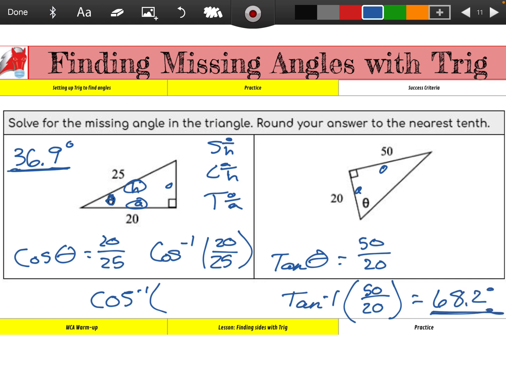Now, what happens if I put in the wrong thing? Let's say, with this one, I identify it wrong and I think it's cosine. So I say cosine inverse of 50 over 20. This is a little more dramatic example. So try it on your calculator and see what happens.